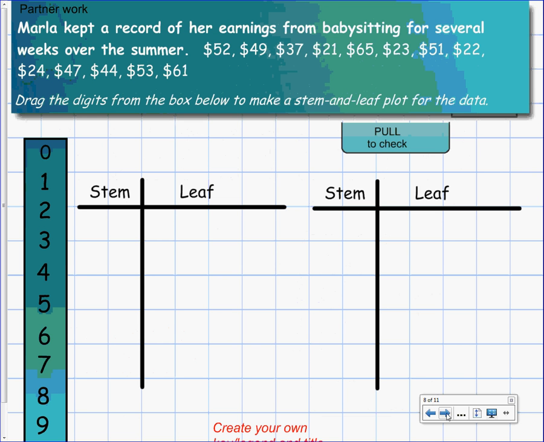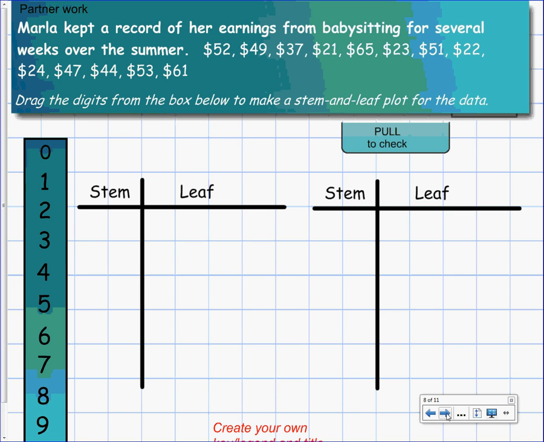Okay. So then they did this question as partners. Marla kept a record of her earnings from babysitting for several weeks over the summer. $52, $49, $37, $21, $65, $23, $51, $22, $24, $47, $44, $53, $61. So then we are making a stem and leaf. I kind of guided them to set this up.